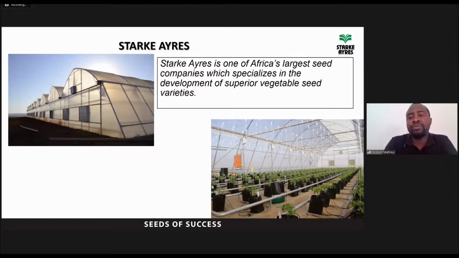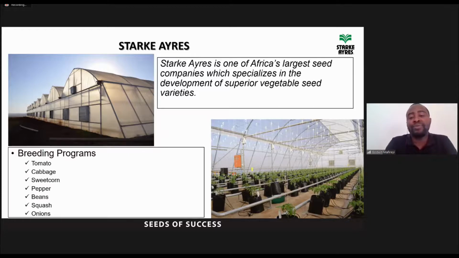So Starke Ayres is one of the largest seed companies in Africa, and we specialize in the development of superior seed varieties. So we therefore have a lot of breeding programs in different crops. So tomato, cabbage, sweet corn, pepper, beans, squash, and onions. So all of these are different breeding programs that are currently running in different stations across the country.